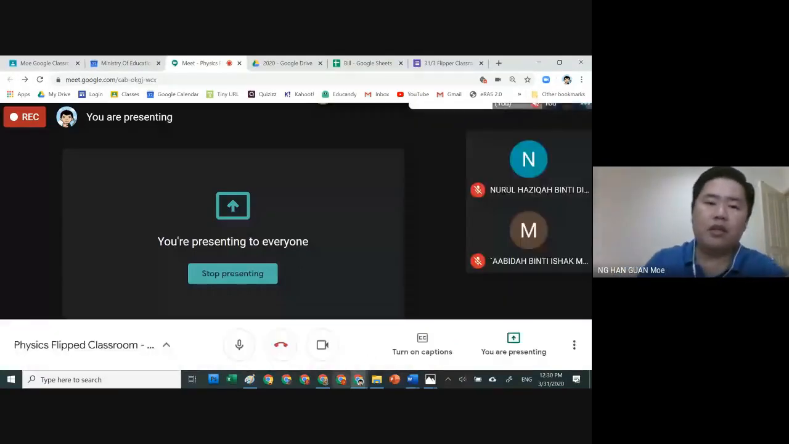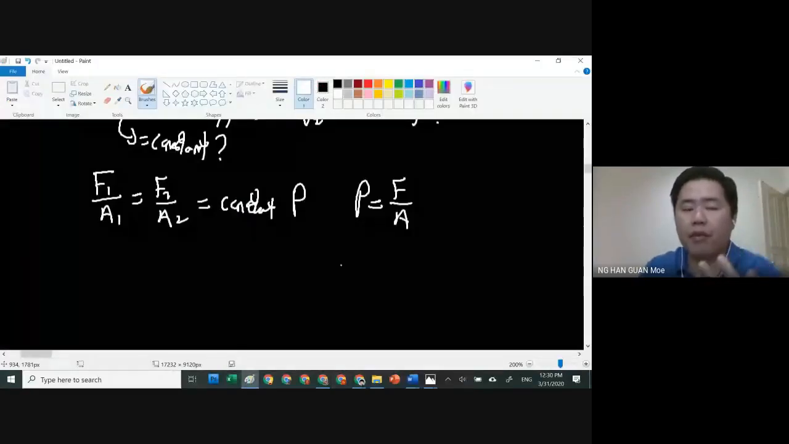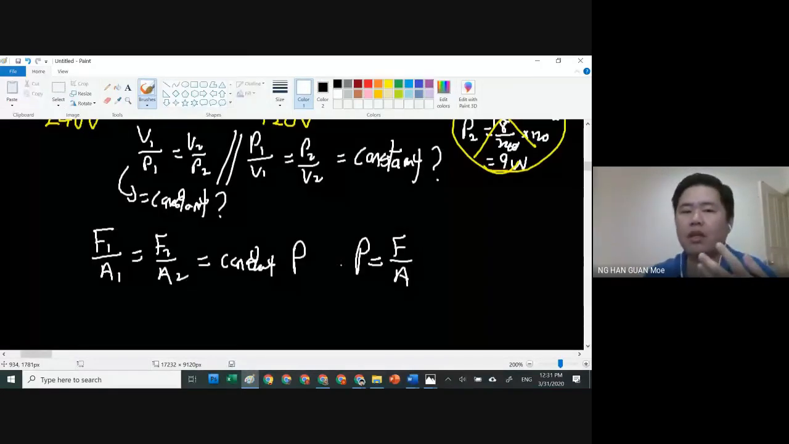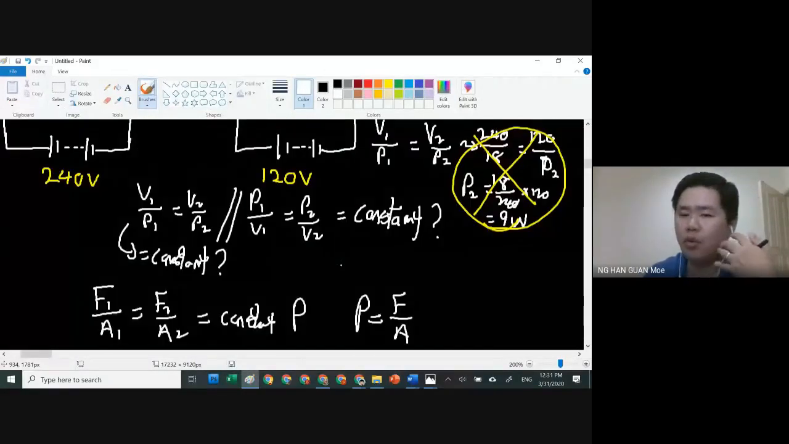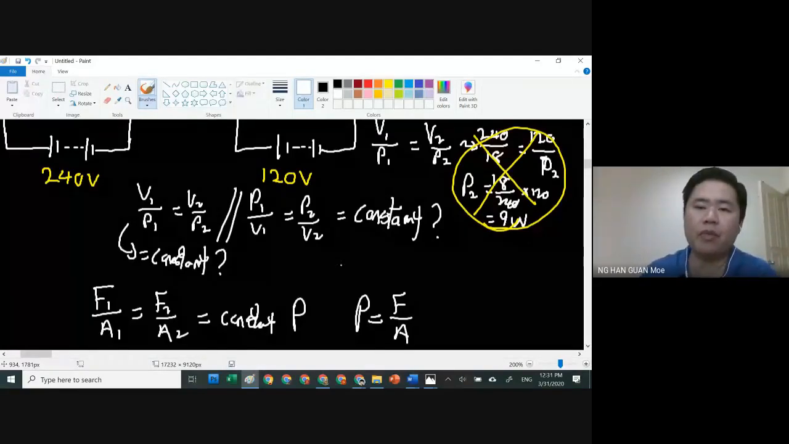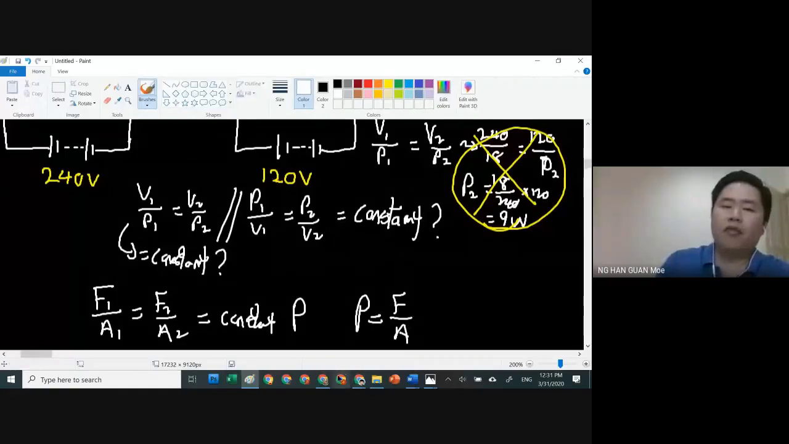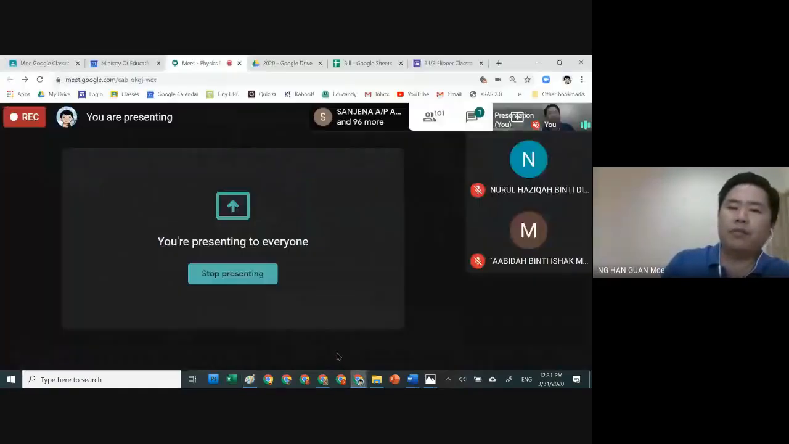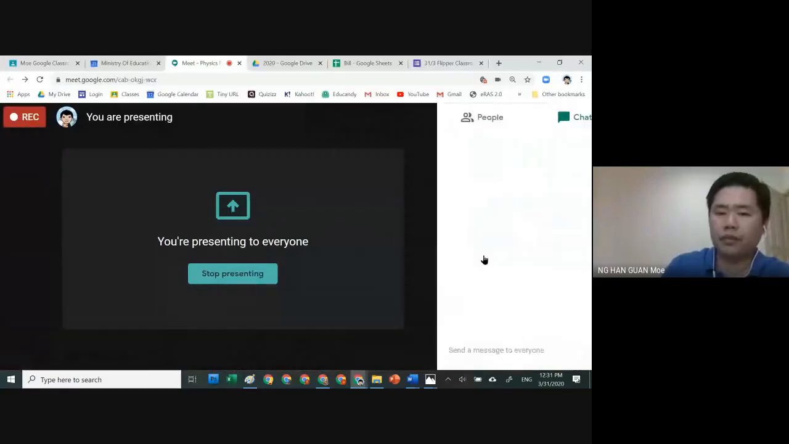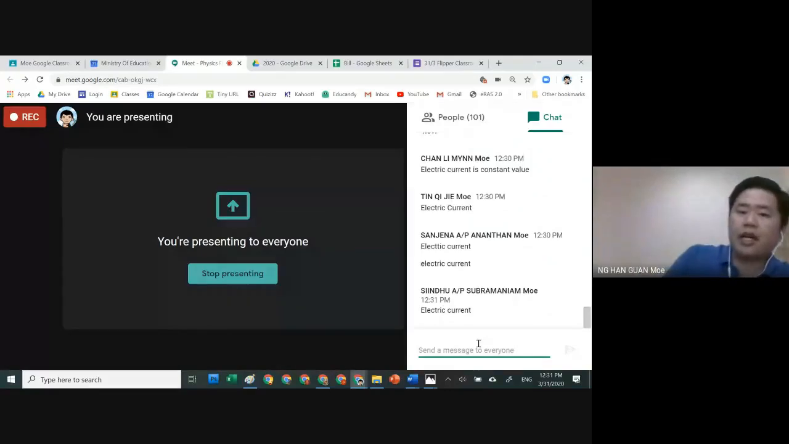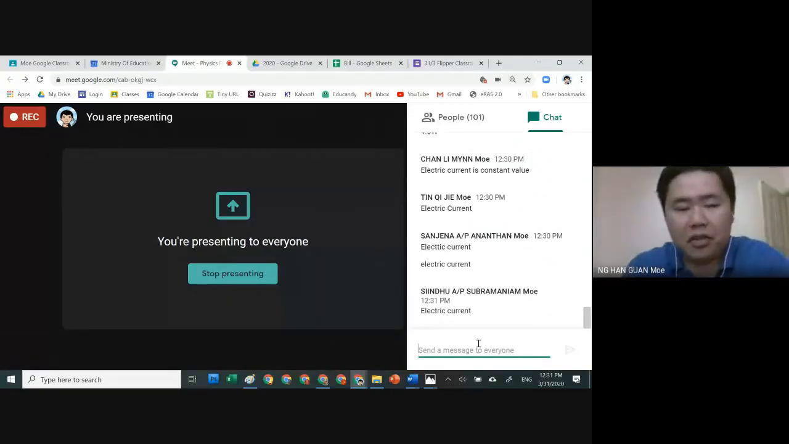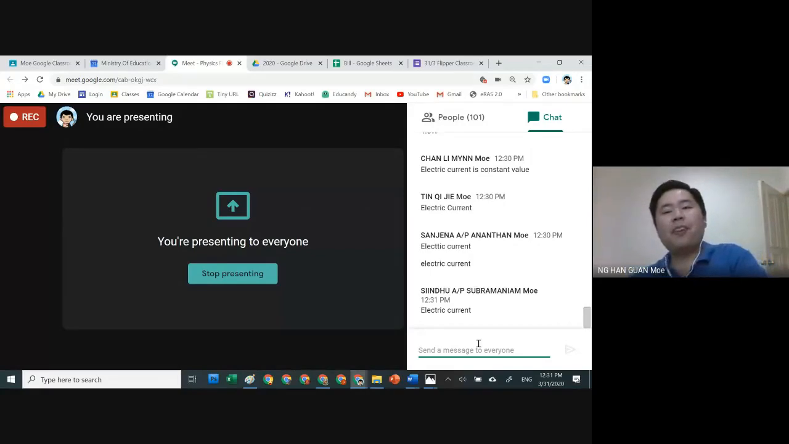All right, so that's why we can apply F over A. But now you apply this V over P or P over V. Actually, how do you get this relationship? How do you get this ratio equal to a constant? Try to think about it. Is electric current a constant value? Okay, so now we discussed this. Is electric current a constant value or not?